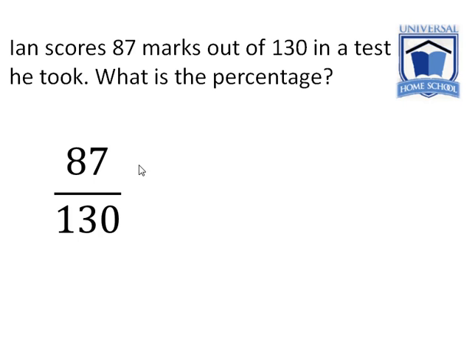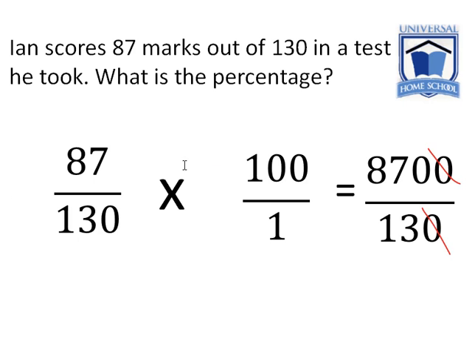fraction. We're going to put 87 over 130. Then we're going to multiply it by 100. 100 is the whole number, but because we're multiplying 100 by a fraction, we want to make that 100 a fraction as well. So we're going to put 100 over 1, which is the same as a whole number. Let's multiply that out. 87 times 100 equals 8,700, and 130 times 1 equals 130.